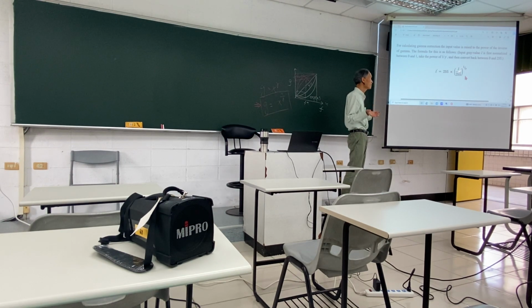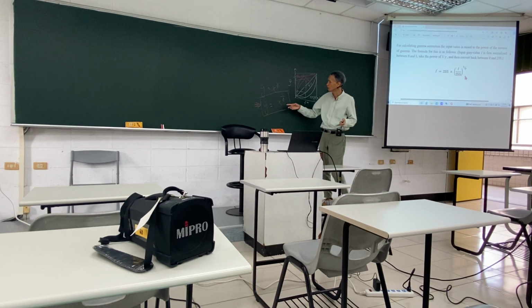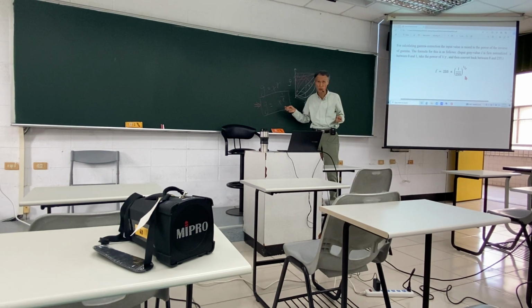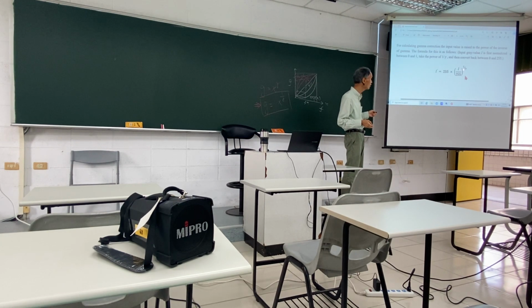I is the intensity for some pixel. Suppose the display is 8-bit, so we divide it by 255. Then you use this equation, with 1 over gamma, where gamma is the gamma value. This value is between 0 and 1, then we multiply by 255 so that we convert the resulting value to between 0 and 255.